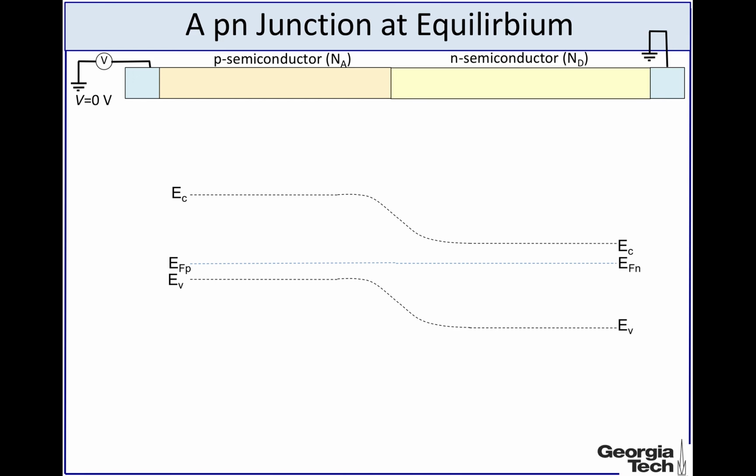Alright, so now what happens to the band diagram? Again, this is the band diagram at equilibrium, and at equilibrium we have the Fermi level at the n side and the p side at the same value. In other words, they are lined up, and then we have said that EFP minus EFN should be equal to minus QV, and this is 0.